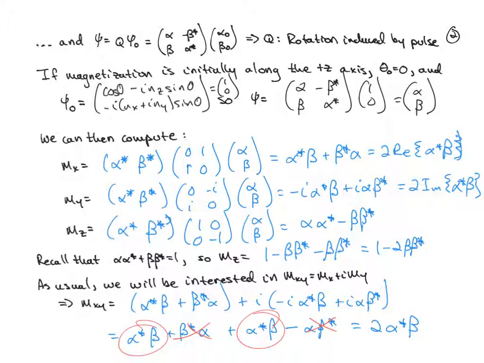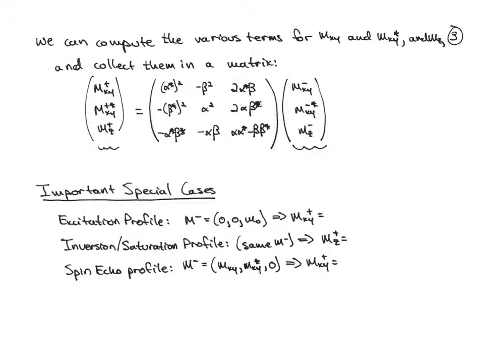that it produces. We can compute the various terms for Mxy and Mxy conjugate and Mz and collect them into a whole big 3x3 rotation matrix, which relates these terms after the pulse to the terms before the pulse. So this M vector here is M after the RF has been applied, and the M here on the right, which we denote with the minus sign, is the M before the RF pulse is applied.